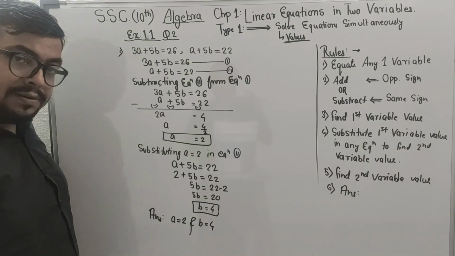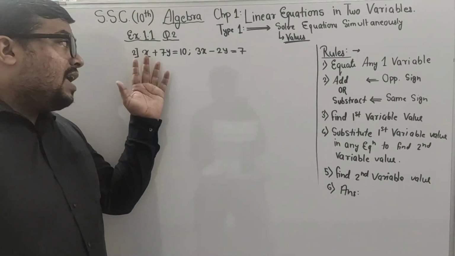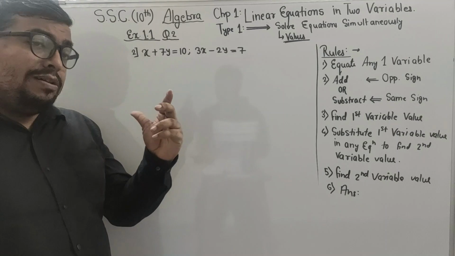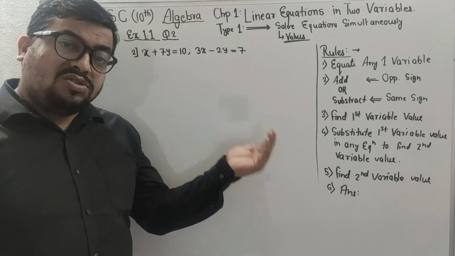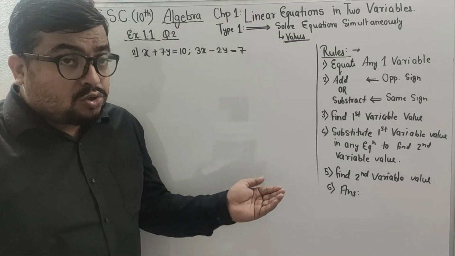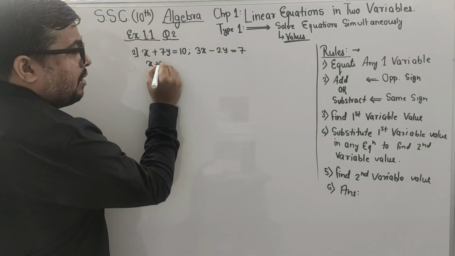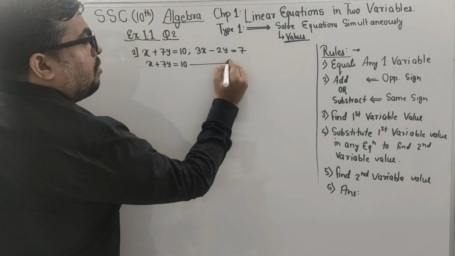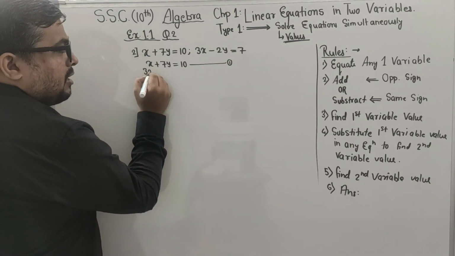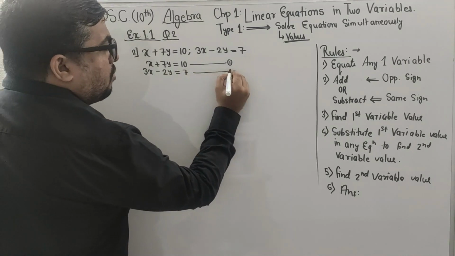Okay, please copy that. So students, second question is x plus 7y is equal to 10. 3x minus 2y is equal to 7. Let us solve this question also. First, I will write both the questions one by one. x plus 7y is equal to 10. Equation number 1. 3x minus 2y is equal to 7. Equation number 2.